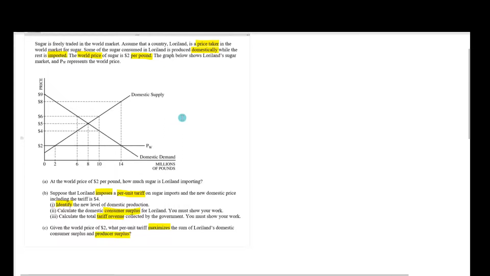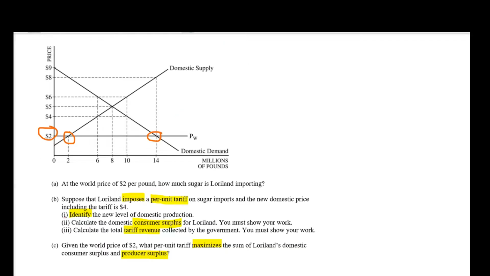So the first question here, it says, at the world price of $2 per pound, how much sugar is Loriland importing? Okay, so let's take a look at the graph. You can see here that at $2 per pound, the world price, domestic suppliers will only supply 2 million pounds, while consumers, the quantity they will demand is 14. So the difference between the two gives us the amount that's imported. So 14 minus 2 is 12.